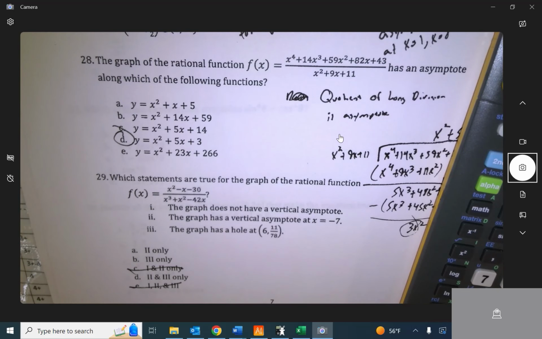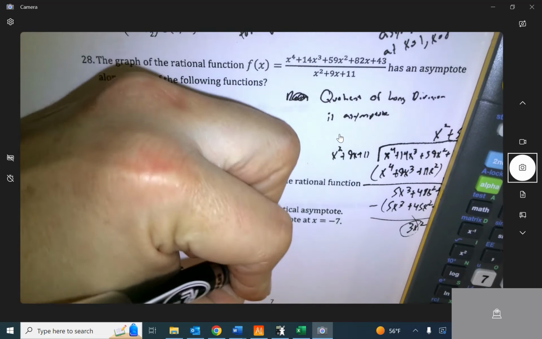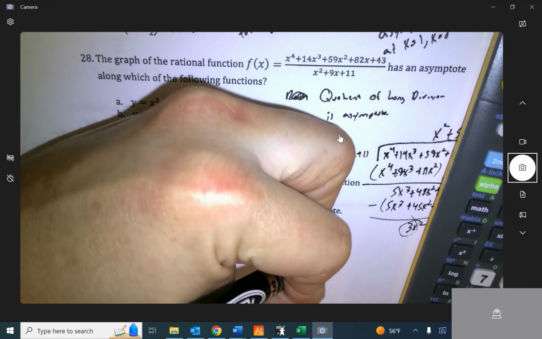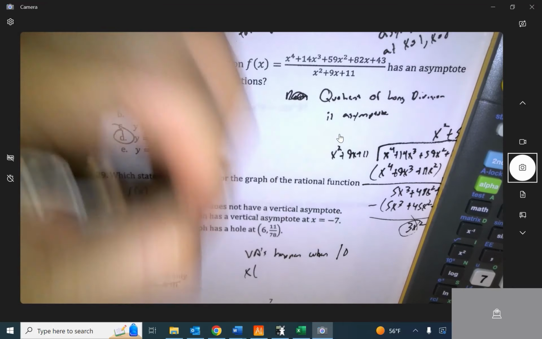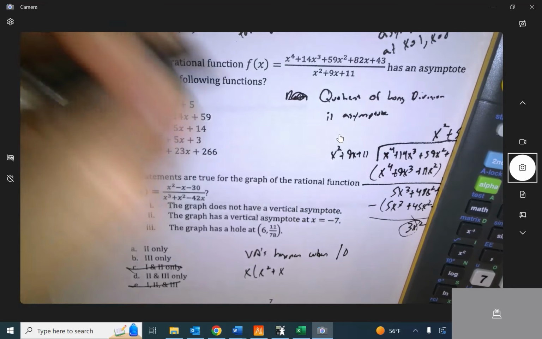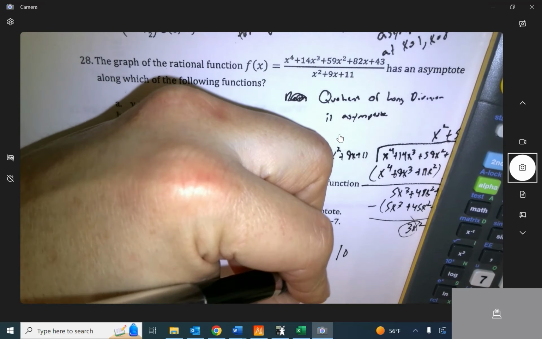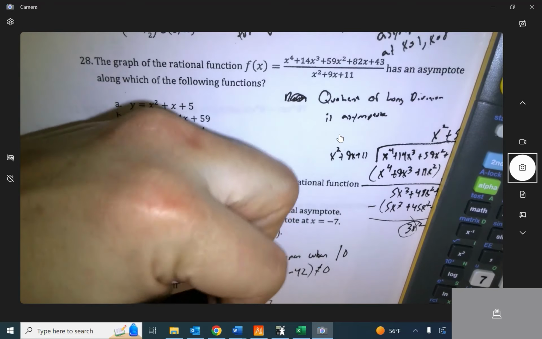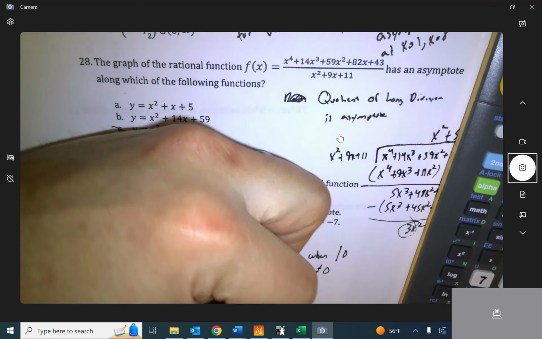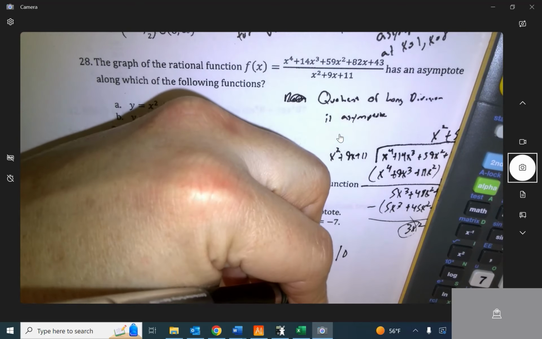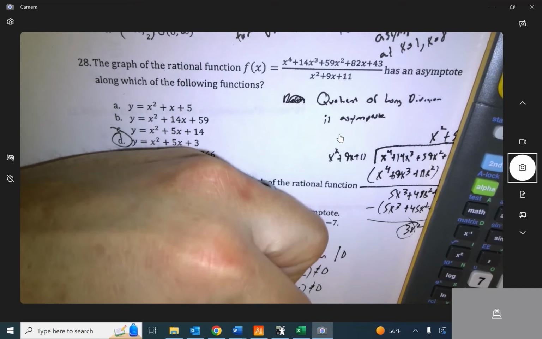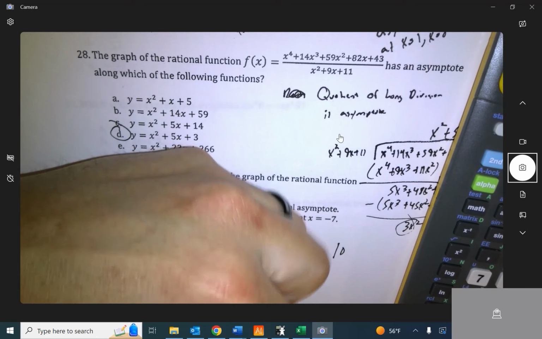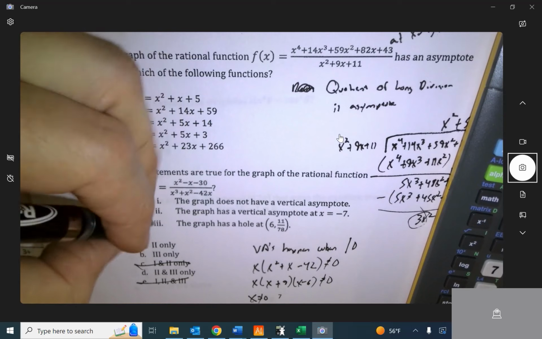Graph has a vertical asymptote at x equals -7. That is probably true. VAs happen when division by 0 happens, so let's factor that. That's x times x squared plus x minus 42. Set it not equal to 0. That'll factor as plus 7 and minus 6. So, yeah, x cannot be 0, x cannot be -7, and x cannot be 6. So this is true.